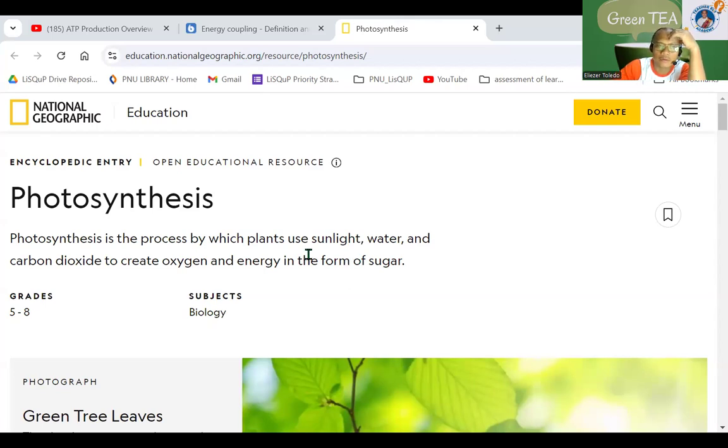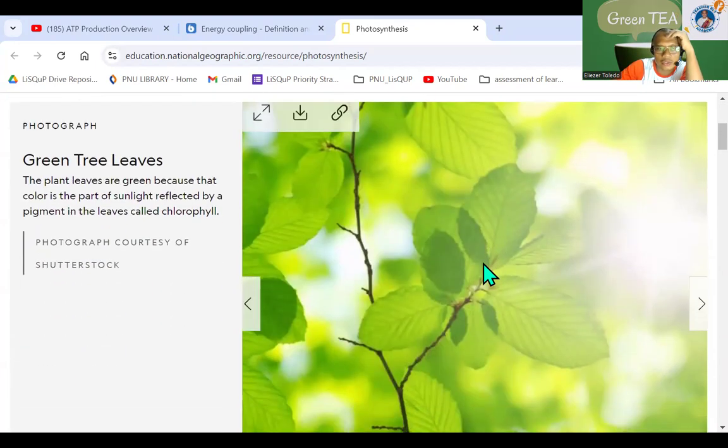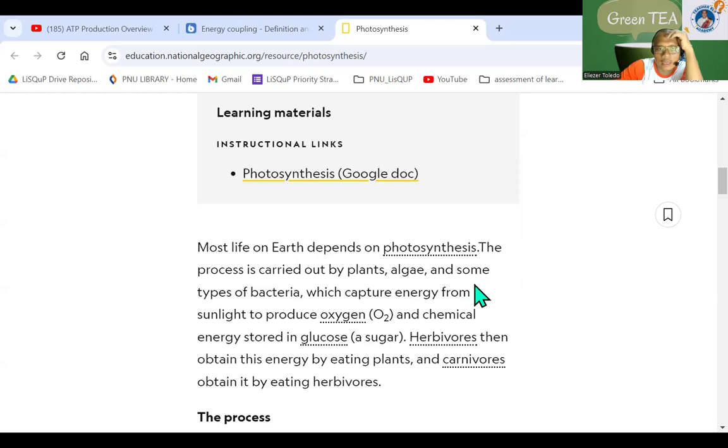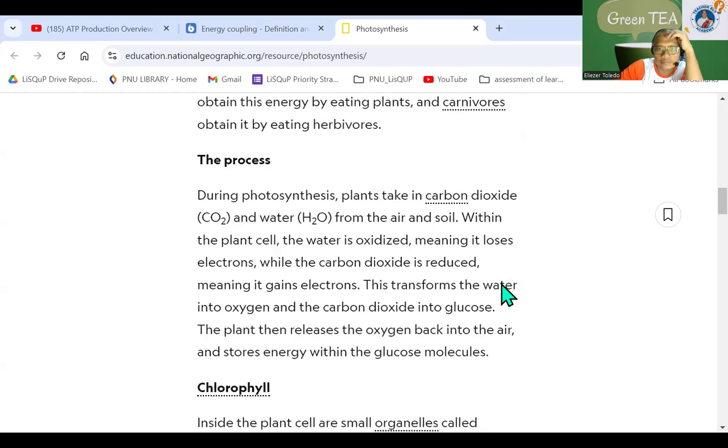We know that with photosynthesis, plants would use sunlight, water, and carbon dioxide. Water and carbon dioxide are basically the raw materials, with the aid of sunlight as a source of energy, to create oxygen and our favorite form of sugar. Okay, let's scroll down.